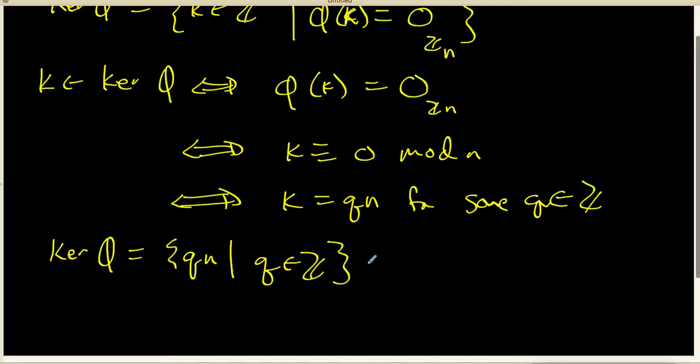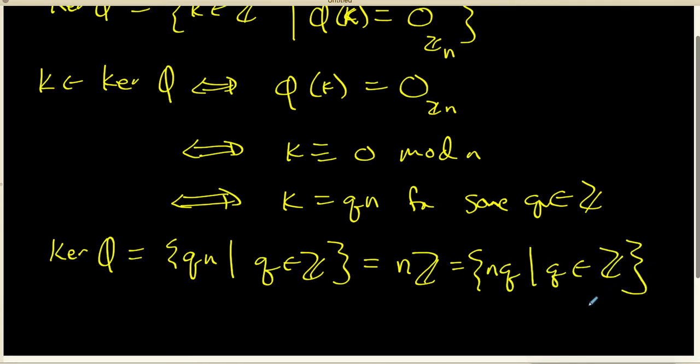It's all of the multiples of n, but we can also write that set as n times Z, because this would be the set of n times something where the something is pulled from Z. And because multiplication inside the set of integers is commutative, these two sets are the same. Well, let's look at the image of phi.